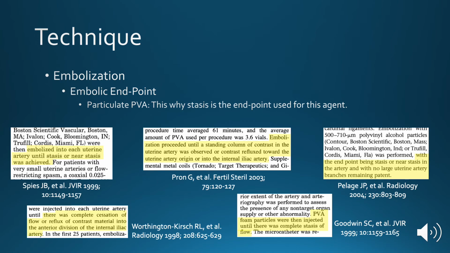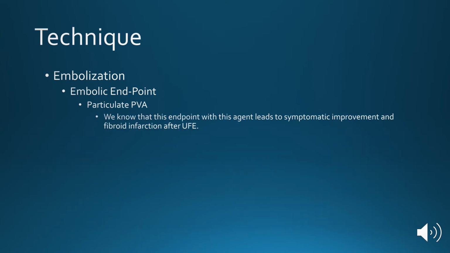And this is why stasis is typically the endpoint that is used when this agent is what we select for fibroid embolization. And you can see in many of the early studies, PVA was used and stasis was the endpoint. And we know with reasonable certainty that using this endpoint with this agent leads to symptomatic improvement and fibroid infarction after embolization.